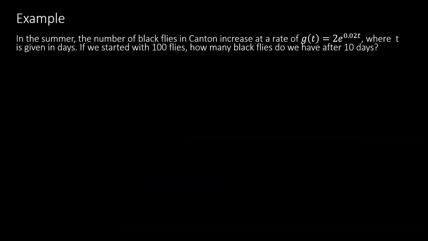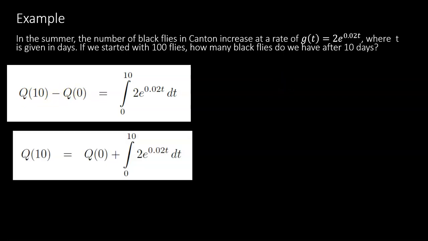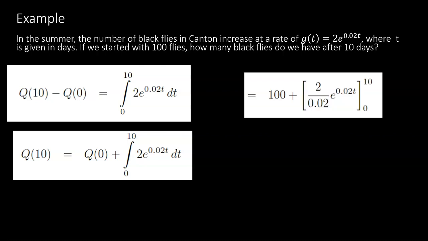In the summer, the number of black flies in Canton increases at a rate of g of t equal to 2e to the 0.02t, where t is given in days. If we started with 100 flies, how many black flies do we have after 10 days? Same sort of problem, but I'm going to do this a little bit differently. By the fundamental theorem of calculus, we know that the integral from 0 to 10 of 2e to the 0.02t dt is the antiderivative Q of 10 minus Q of 0. Bring the Q of 0 over. I know Q of 0 was 100.